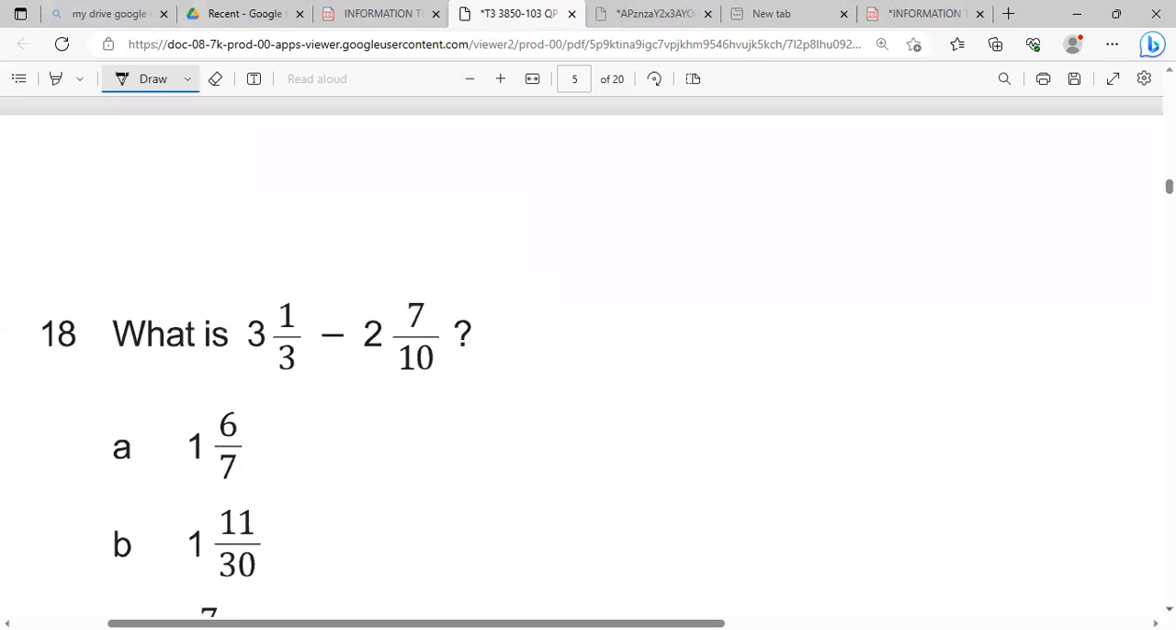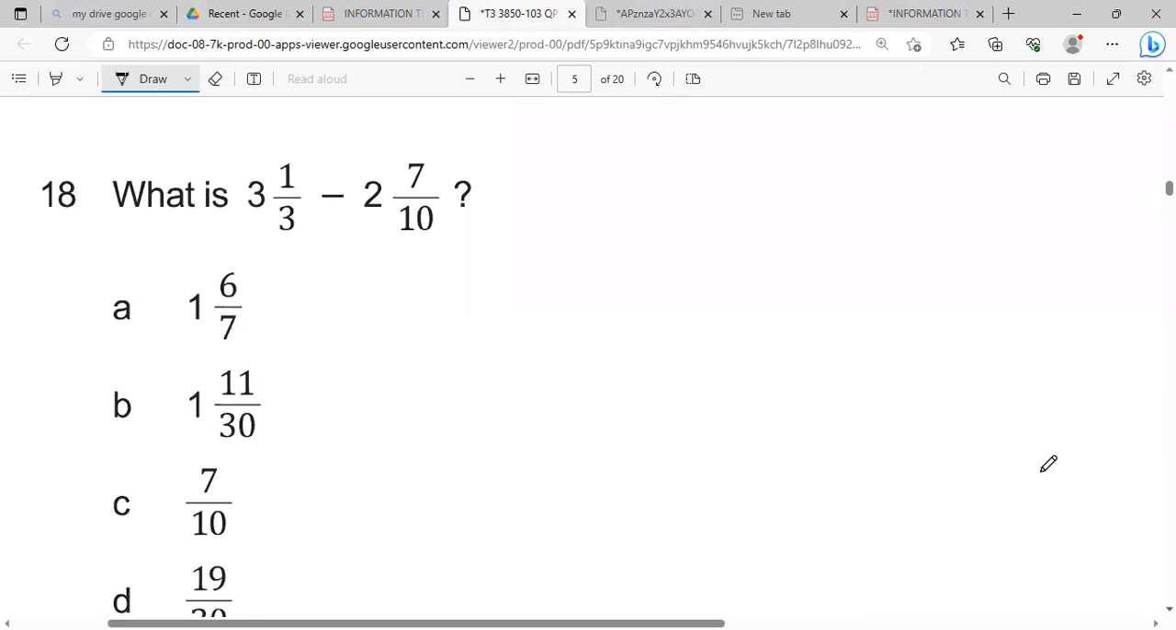It says, what is 3 and 1/3 minus 2 and 7 over 10? All right, so we have 3 times 3 is 9, and 1, 10 over 3. This year they gave a lot of fractions. 2 times 10 is 20, plus 7, 27 over 10. We need to find our LCM now, which would be 30. I'll show you at the top how to find that. If you're not sure, guys, you can always watch the playback.